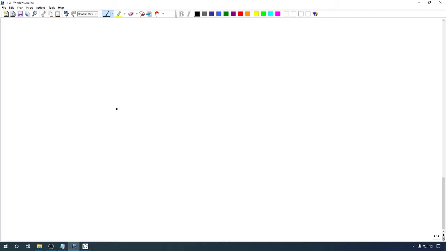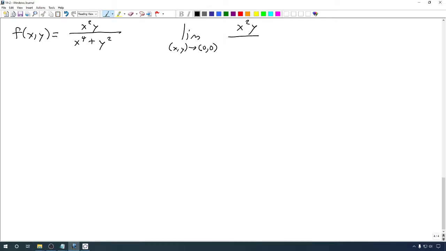So let's look at another example. Let's say f of xy, still going to be using a rational function here. Those generally are nice to use. But we're going to look at x squared y over x to the 4th plus y squared. Again, 0, 0 is going to be the only point that's a problem here. And we're going to want to find what is the limit as we go to the origin. Does this have a limit?